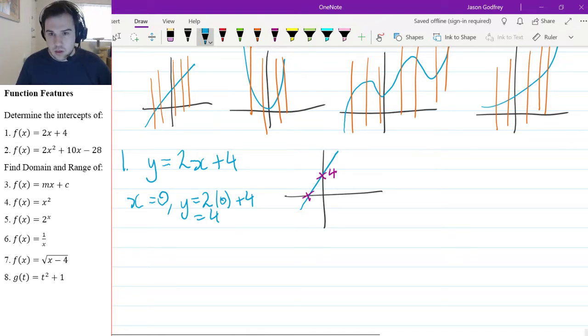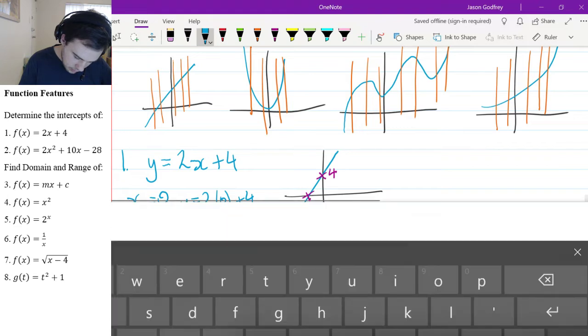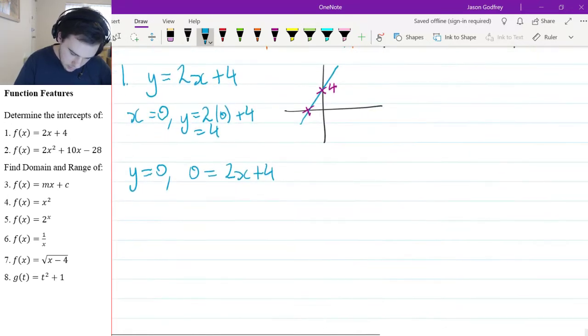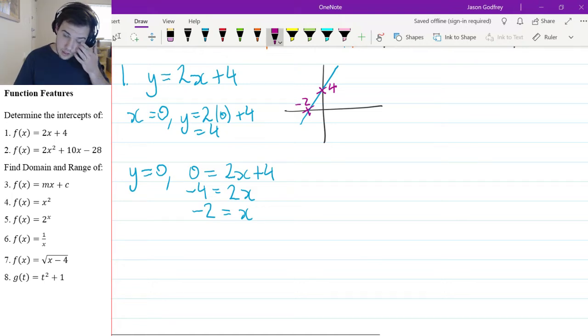And then if we were to find the x-intercept, well, the x-intercept is when the y value is 0. So we'd say, let's calculate when does y equal 0 in this equation. Well, it's when 0 equals 2x plus 4, which if we solve this equation, minusing 4 from both sides, and dividing both sides by 2, we would get this x-intercept here is -2.